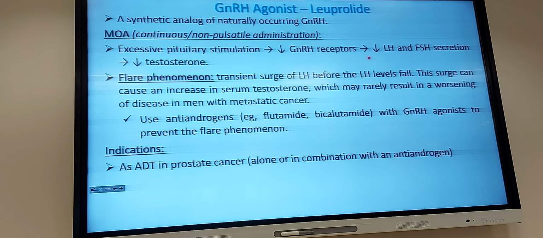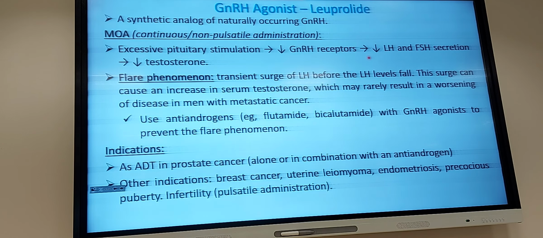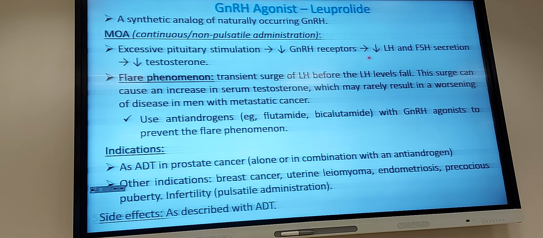Indications: it is used as an androgen deprivation therapy in prostate cancer, alone or in combination with anti-androgens. Other indications you don't need to worry about, forget about them. Side effects are the same as ADT, like we described previously.